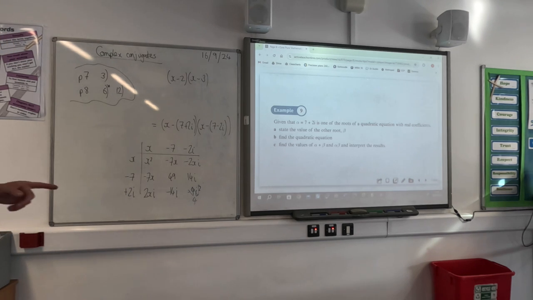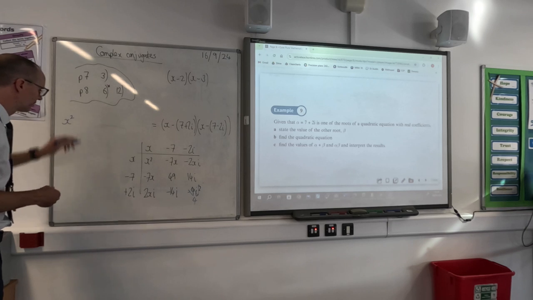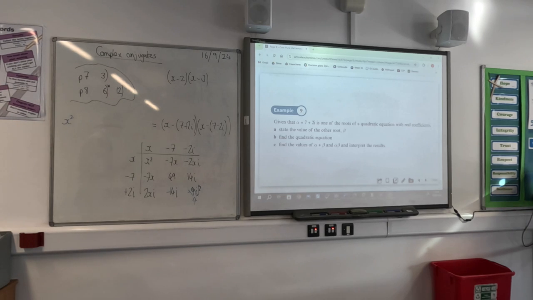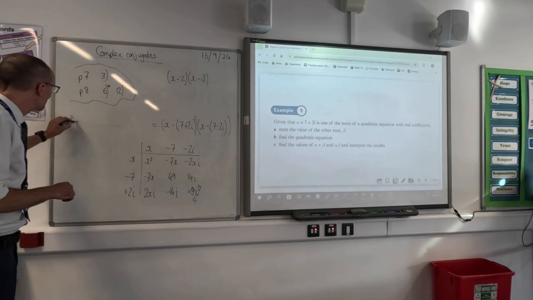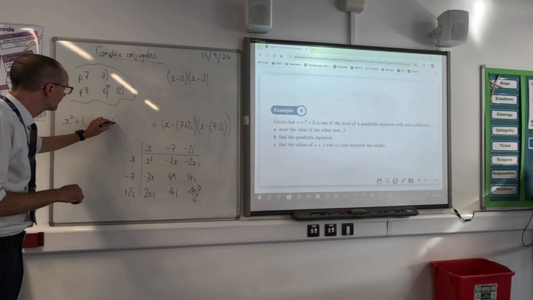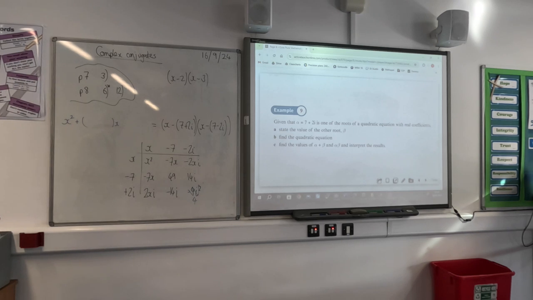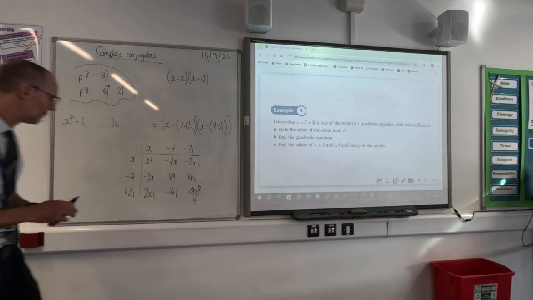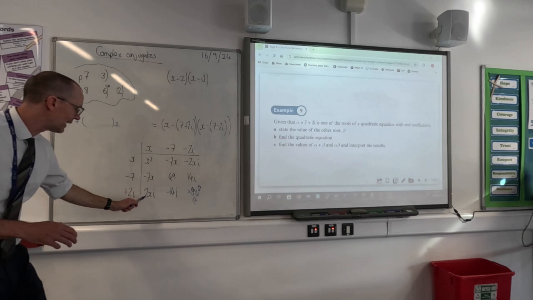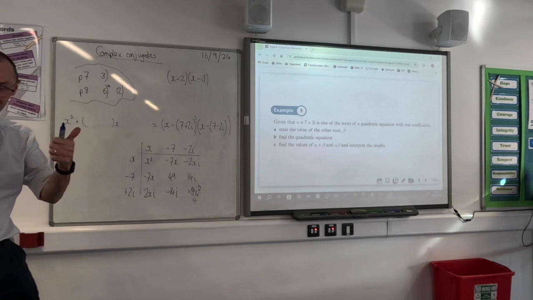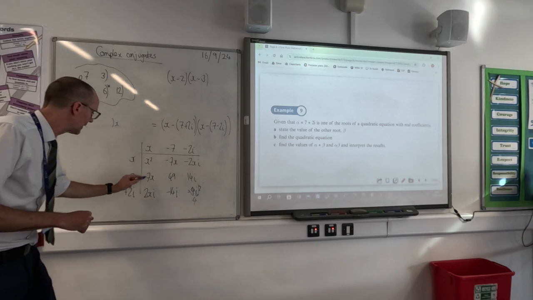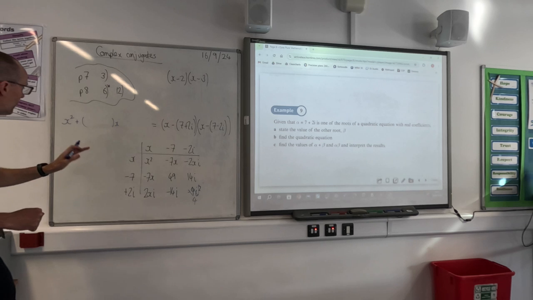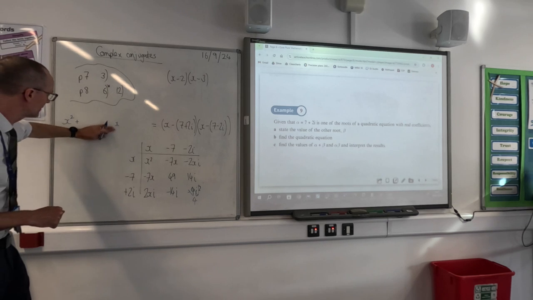now, to sort this out, I'm going to deal with the things that have got an x squared in them first. That's nice and easy. I'm then going to deal with the things that have got an x in them. So the things that have got an x in them are here and here, which cancel out, and here and here. So that is minus 14x.